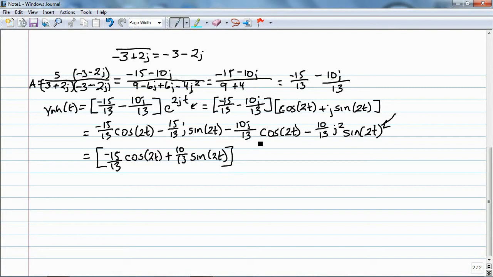And then I'm going to have my j terms here, and I'm going to pull the j's out of both of those terms, and I'm going to have minus 10 thirteenths cosine 2t minus 15 thirteenths sine of 2t.